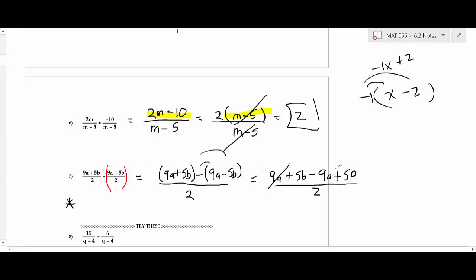Now, notice the 9a's cross out, right? So what we're left with is 10b over 2. Is that done? No. What's the answer? You can do this in your head. 5b, right? Okay, because you can do this. Now, you can do this in your head, but you can also write the 10 as 2 times 5. Then you can cross it out, so you're left with 5b. Like that. But the key on this problem is right here.